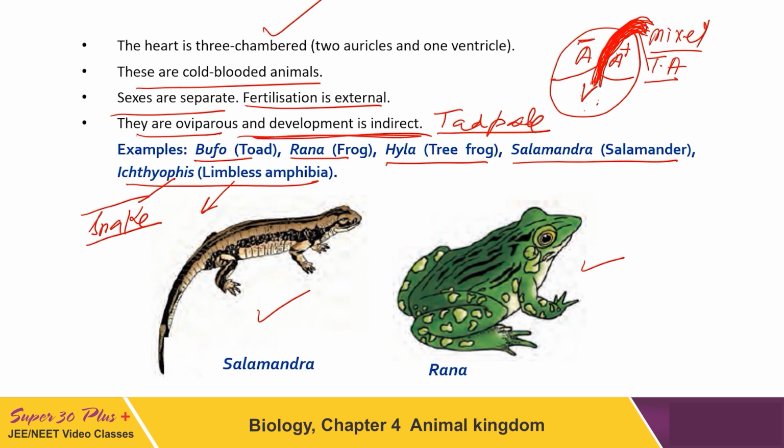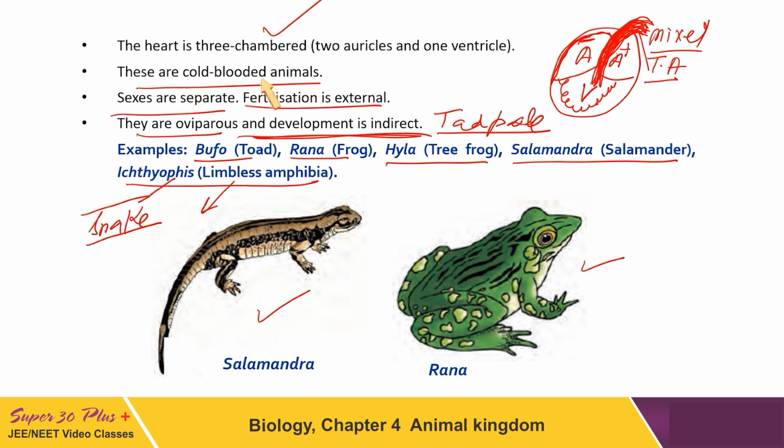In other chapter you have to remember this thing. The wall of the ventricle is very thick because it has to pump blood to the whole body. Auricle walls are comparatively thinner because they have to pump blood only to the nearby chamber, the ventricle. Is it clear? So heart is 3-chambered, you have to remember.